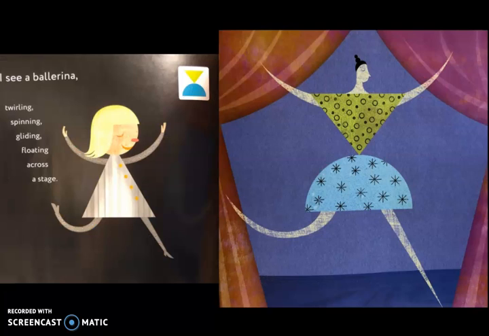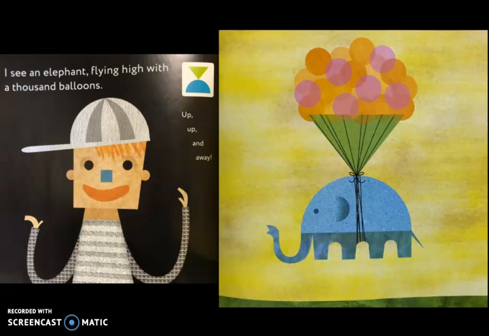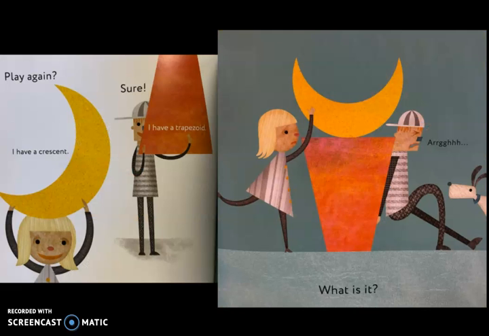I see a ballerina twirling, spinning, gliding, floating across the stage. I see an elephant flying high with 1,000 balloons. Up, up, and away. Play again?